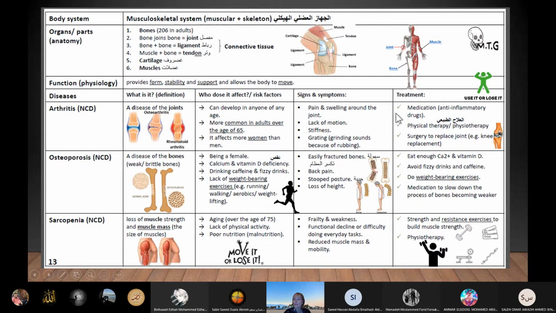So we treat most of these diseases with medication, okay? But we also have to do things with our diet. So we have to eat enough calcium and vitamin D for our bones, and we avoid fizzy drinks and caffeine. And we also importantly do weightlifting, okay, for strengthening our bones. And also for arthritis, we would do physical therapy. So we do exercises as well to strengthen. And that's the case for sarcopenia as well. We need to do strengthening exercises and physiotherapy.